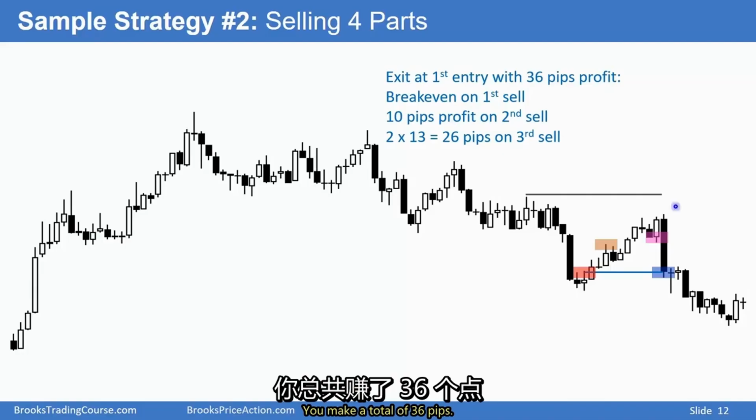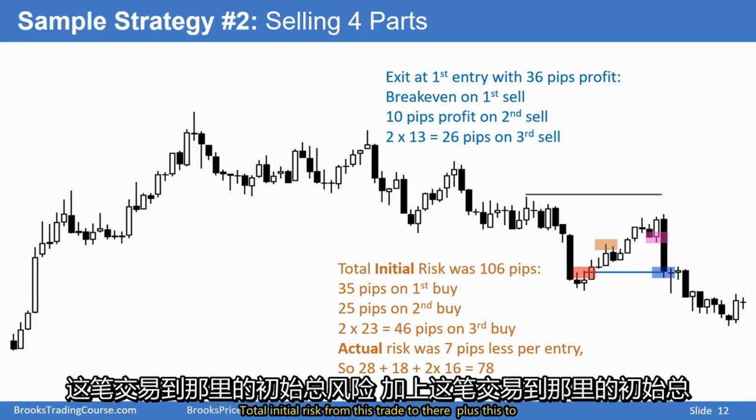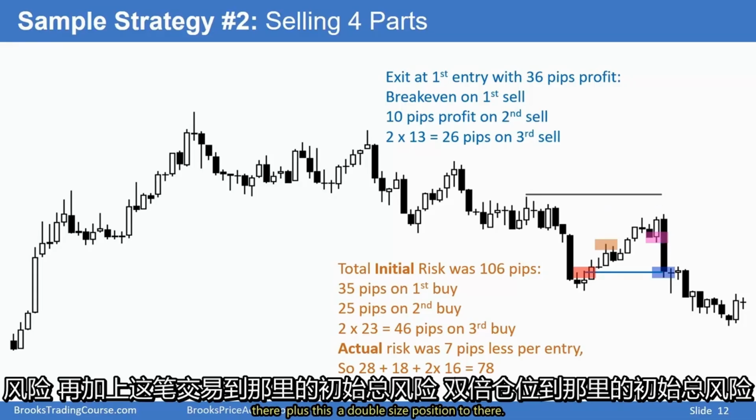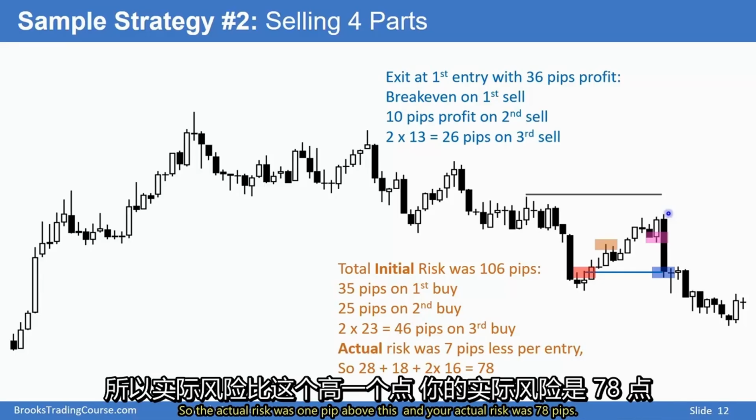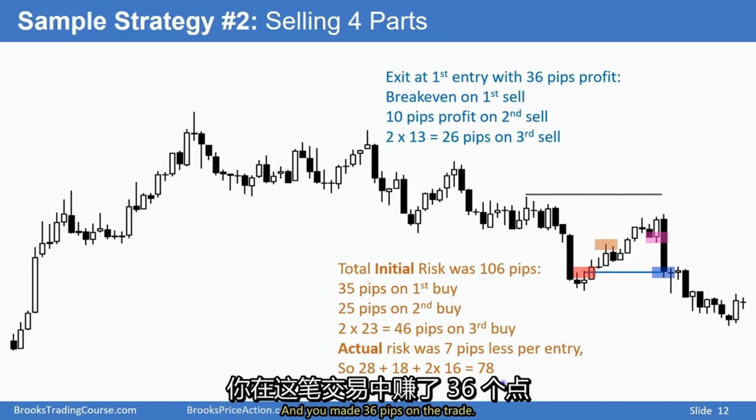You make a total of 36 pips. Total initial risk from this trade to there, plus this to there, plus this, a double-sized position to there. Total risk is 106 pips. But your actual risk was 7 pips less per trade because we never got to your stop. So the actual risk was 1 pip above this, and your actual risk was 78 pips, and you made 36 pips on the trade.